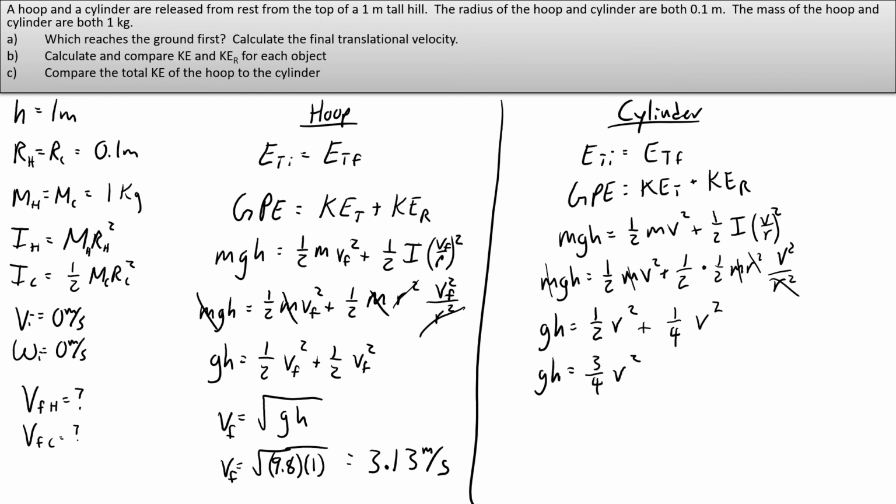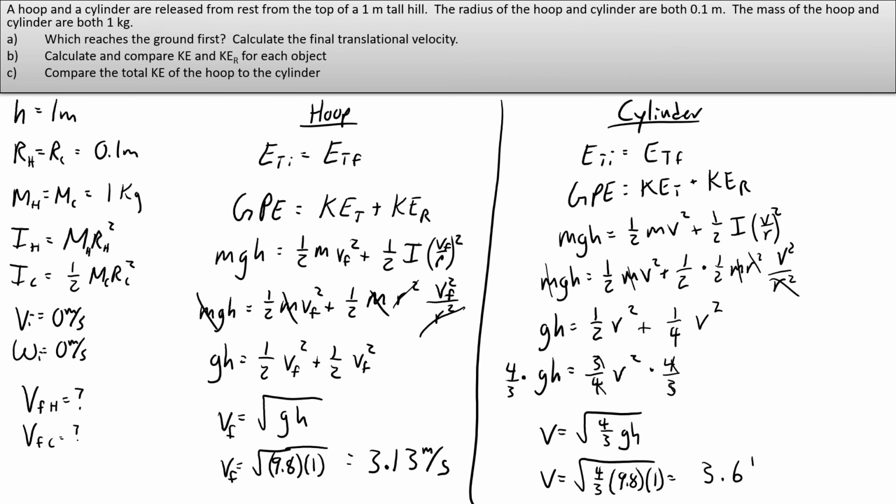Then to get rid of that, how do you do it? Times the reciprocal to both sides. Those will cancel out, 3, 3, 4, 4. So v is equal to the square root of 4/3 gh, which is going to give us a slightly higher velocity than before, because this was 1 gh, and this is now 4/3 gh. You get about 3.6 meters per second. So yeah, the cylinder is traveling faster. It reaches the ground first.